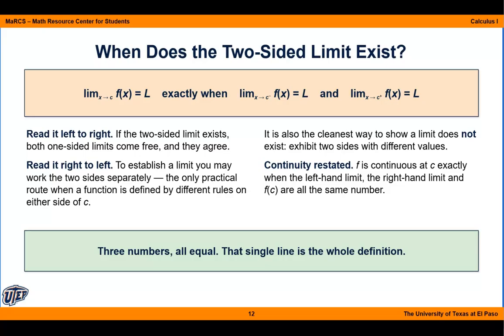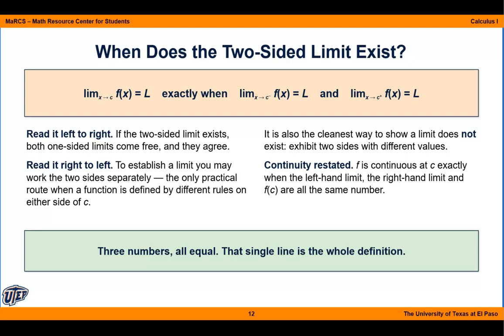This equivalence gives us the exact relationship between one-sided and two-sided limits. A two-sided limit exists precisely when the left-hand and right-hand limits exist and approach the same value. Reading from left to right, if the two-sided limit exists, then the two one-sided limits automatically exist and agree. Reading from right to left, we can establish a two-sided limit by evaluating the two sides separately and showing that they approach the same number.